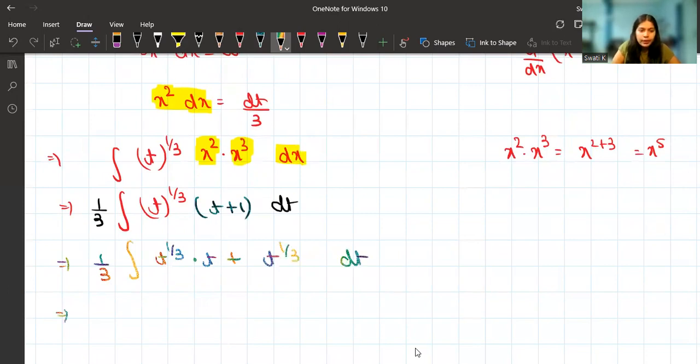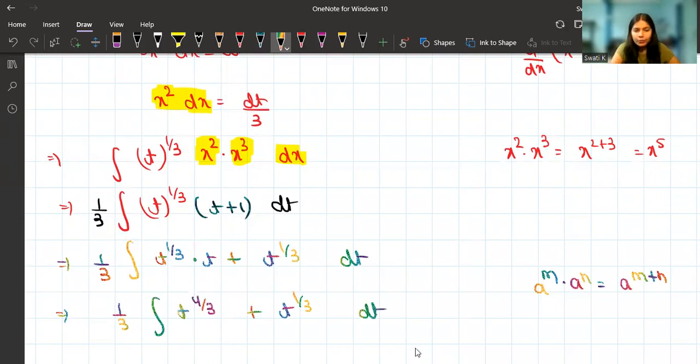And now this will become 1 upon 3. Here again, using the property of exponent, we know that a raised to m times a raised to n is equal to a raised to m plus n. So using this property, t raised to 1 upon 3 plus 1, that is going to be 4 upon 3, and then plus t raised to 1 upon 3 dt.